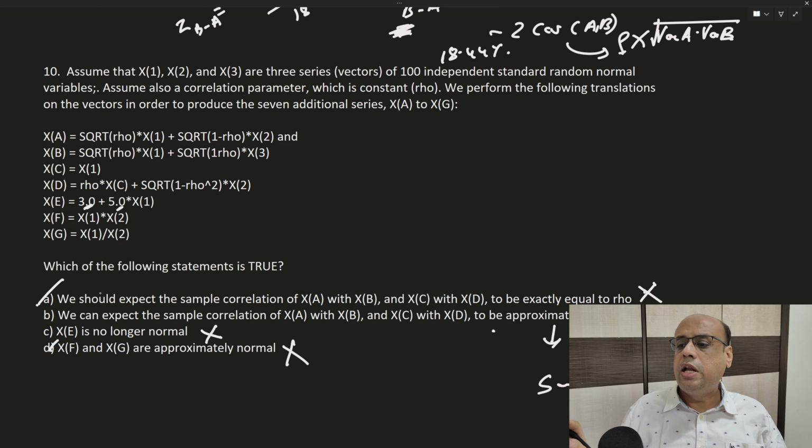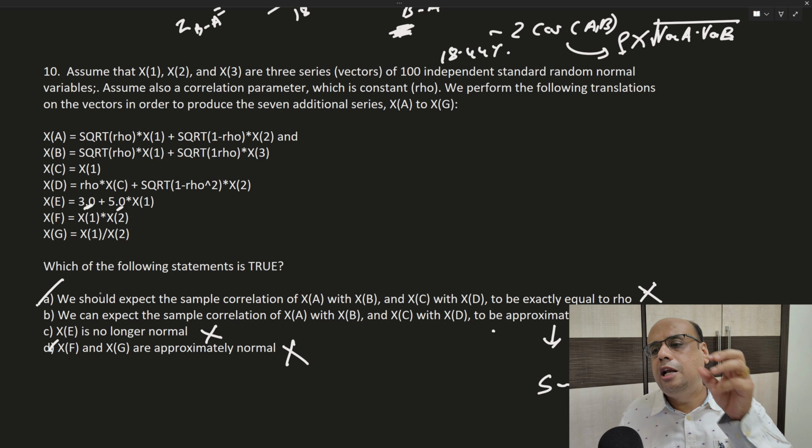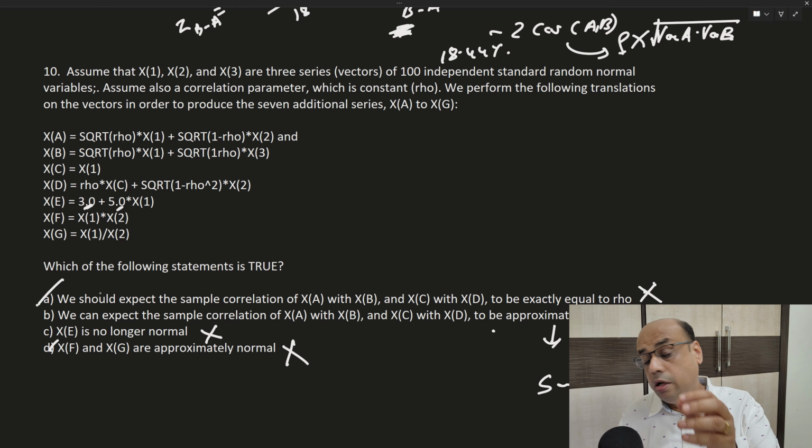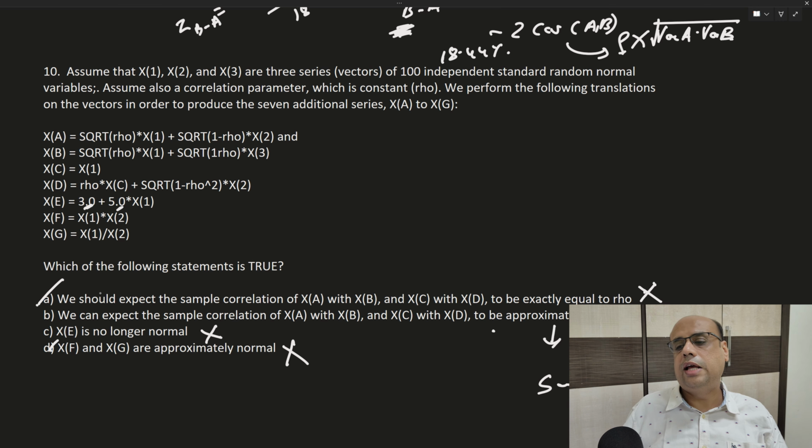If it is mentioned that the correlation parameter is constant between x1, x2, x3, then accordingly the transformed variables will also have the same correlation. But there is a thing called sampling error, right? The sample moment may not exactly be the same as the population moment. The same logic applies here. So it will only be approximately equal, never exactly.